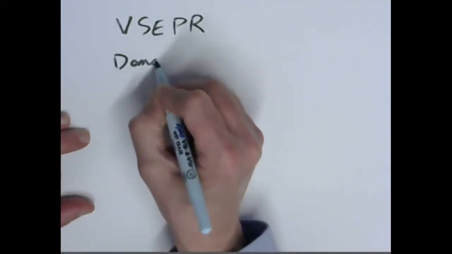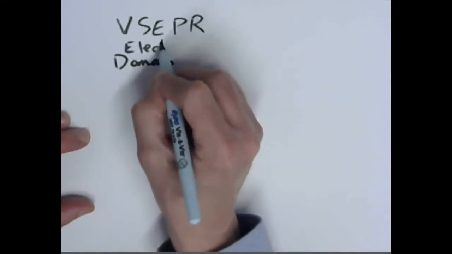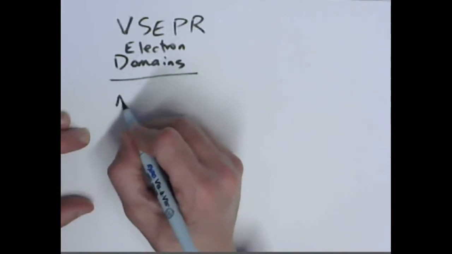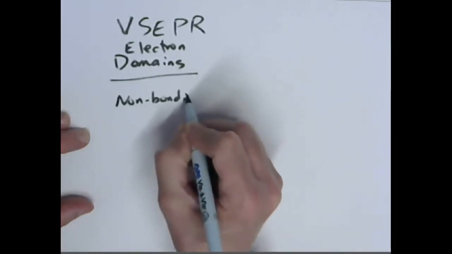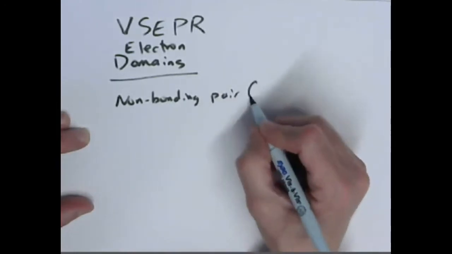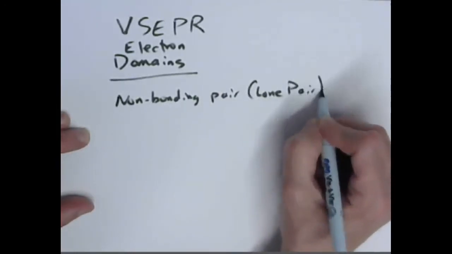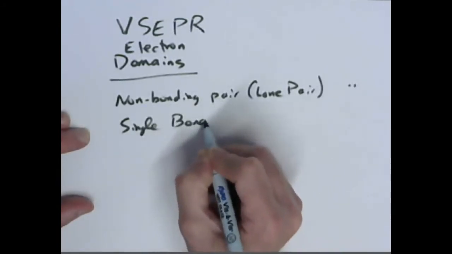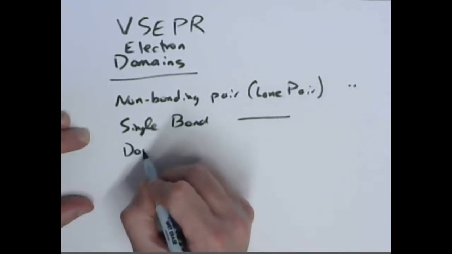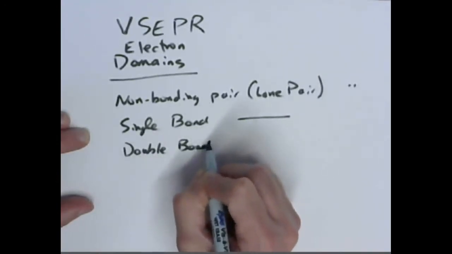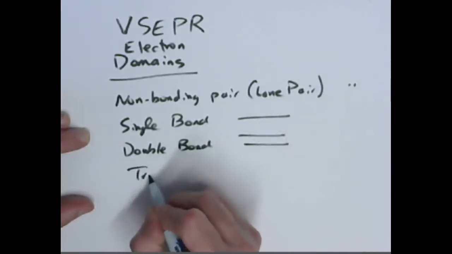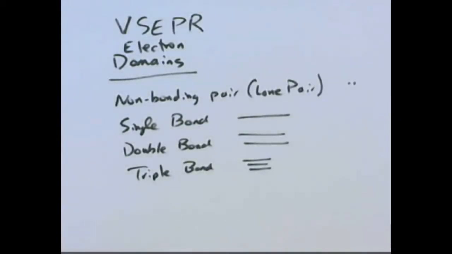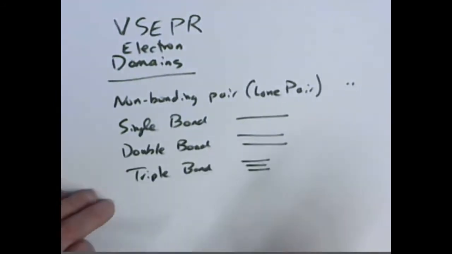And so we've been talking about electron domains. And all the following are a single electron domain. A non-bonding pair of electrons, or a lone pair, is a single domain. A single bond is a single domain. A double bond is a single domain. And a triple bond is a single electron domain. So each one of those is just a single electron domain.